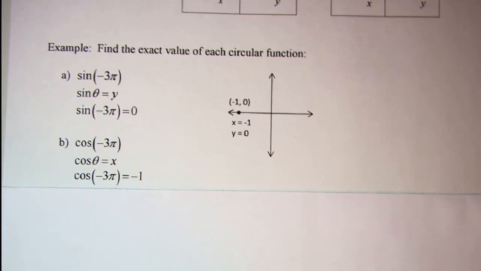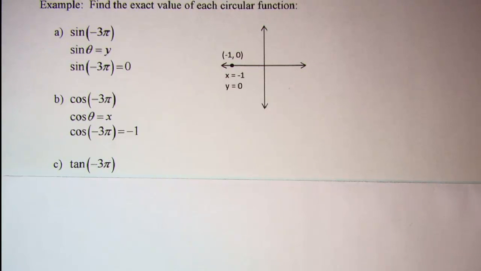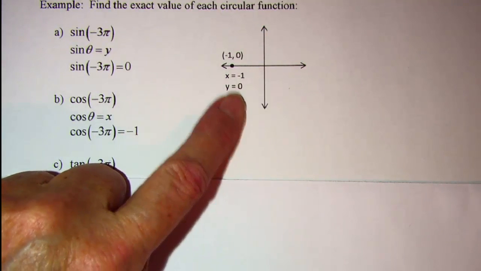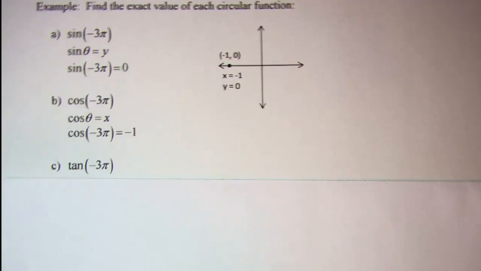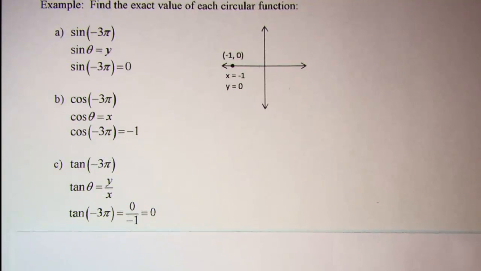Next one also uses the same diagram. We want the tangent of negative 3 pi. Tangent is still y over x. And so we want the y-coordinate over the x-coordinate. And so this one will be the tangent of negative 3 pi is 0 over negative 1, which is 0.